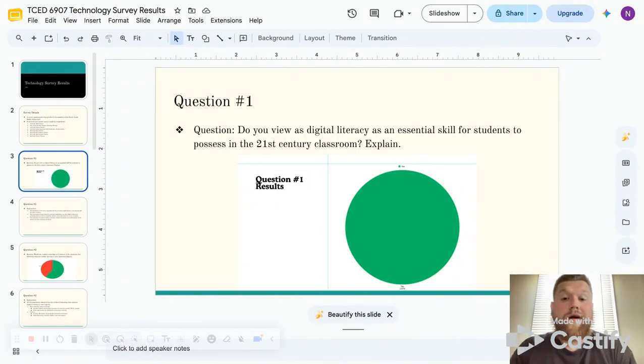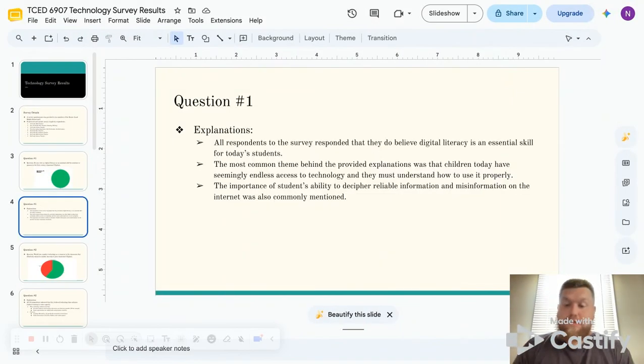Now, for question number 1, the question was, do you view digital literacy as an essential skill for students to possess in the 21st century classroom? And I asked the respondents to explain. As you can see in the pie chart at the bottom of this slide, the question number 1 results were overwhelmingly yes. They do view digital literacy as an important skill set for students to possess in the 21st century classroom.